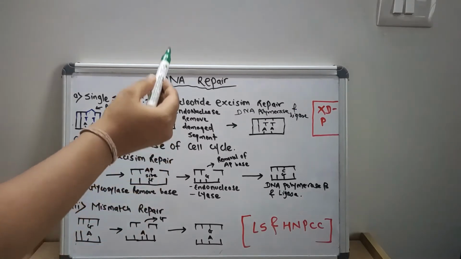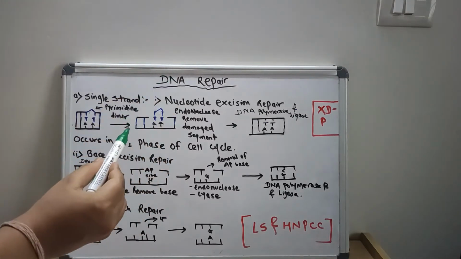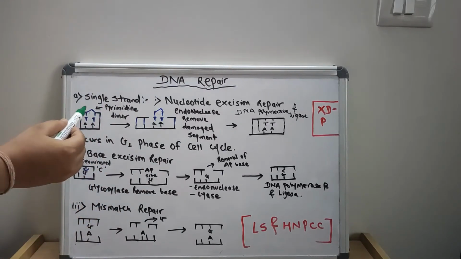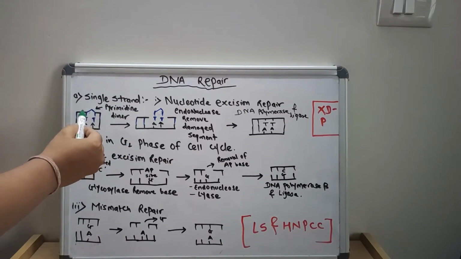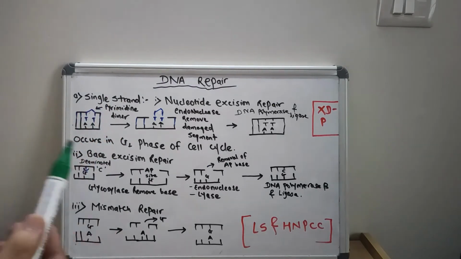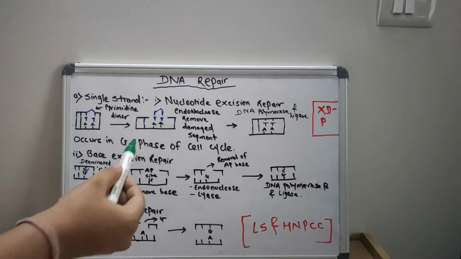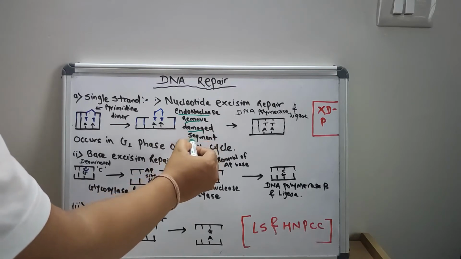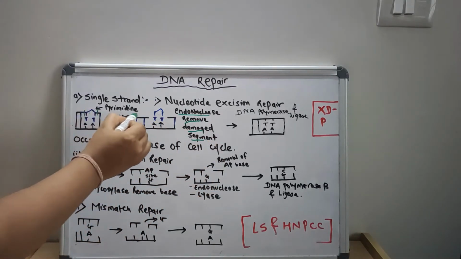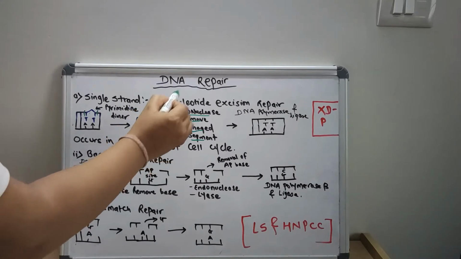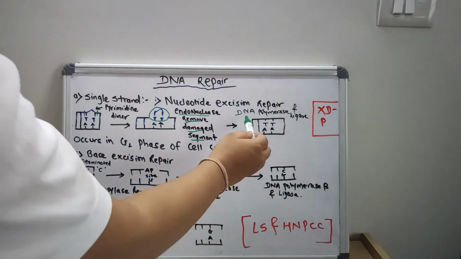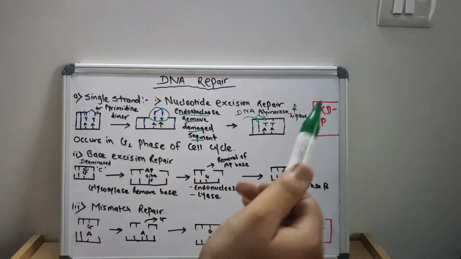In the nucleotide excision repair, what happens? A specific endonuclease releases oligonucleotides containing damaged bases. For example, there could be thymidine dimers, pyrimidine dimers, or purine dimers. So the specific endonuclease removes the damaged segment. Then the DNA polymerase and the DNA ligase fill the gap and reseal it.